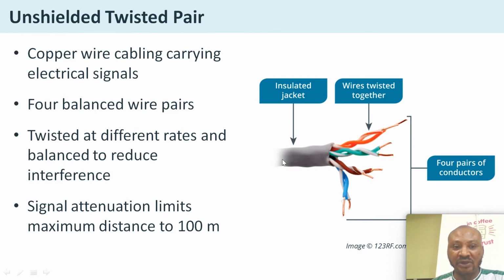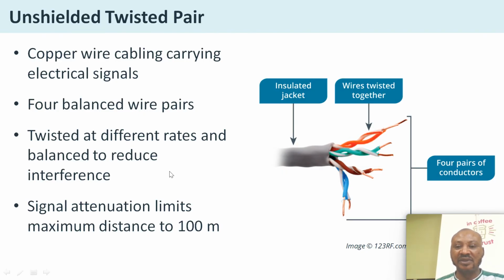When you say unshielded twisted pair, you use network cables like this. The network cable has pairs of cable inside. You see, there are actually four pairs of cables, one, two, three, four, made of eight wires. Each of them carries an electrical signal. This is actually what we use in our network. This is the insulator jacket, and this is the wire twisted pair, the four pairs.